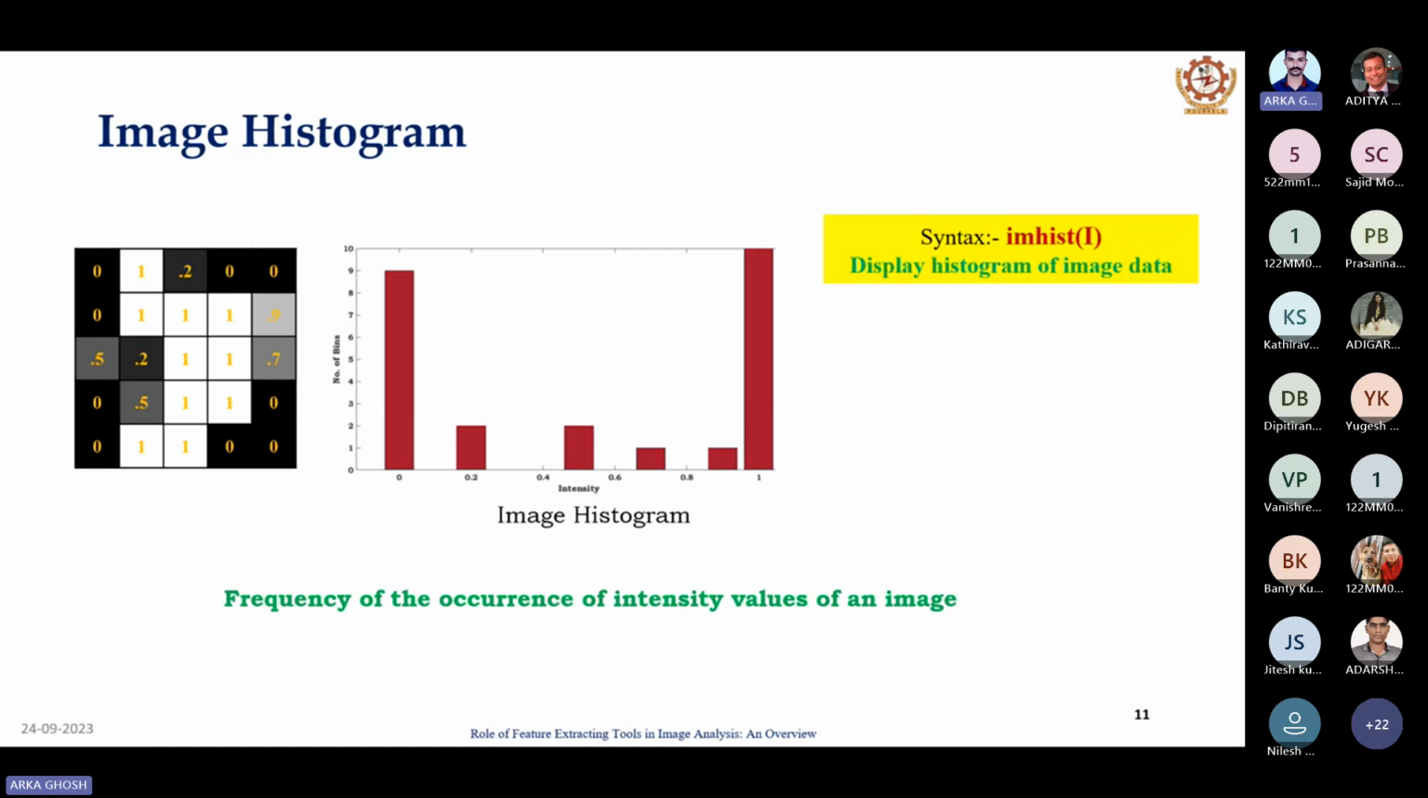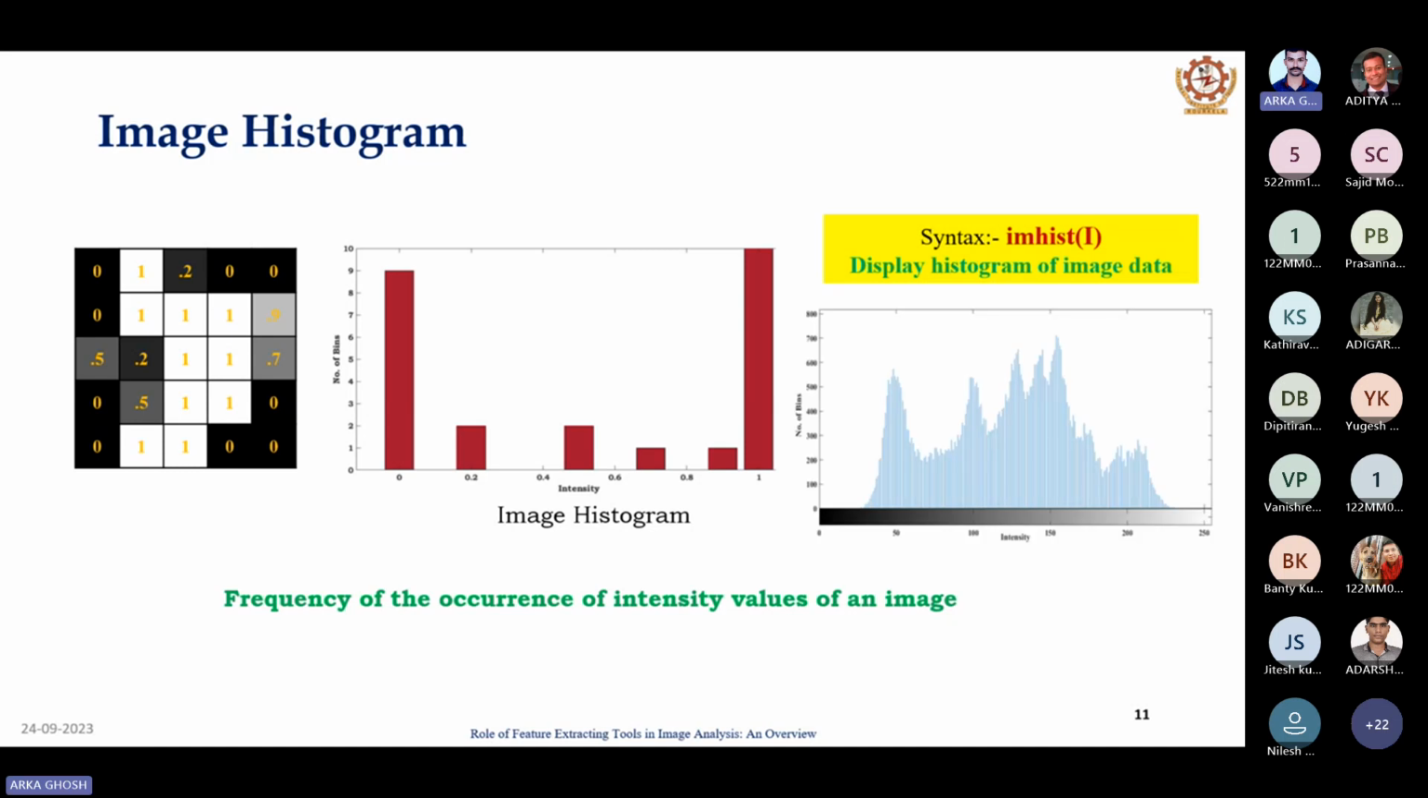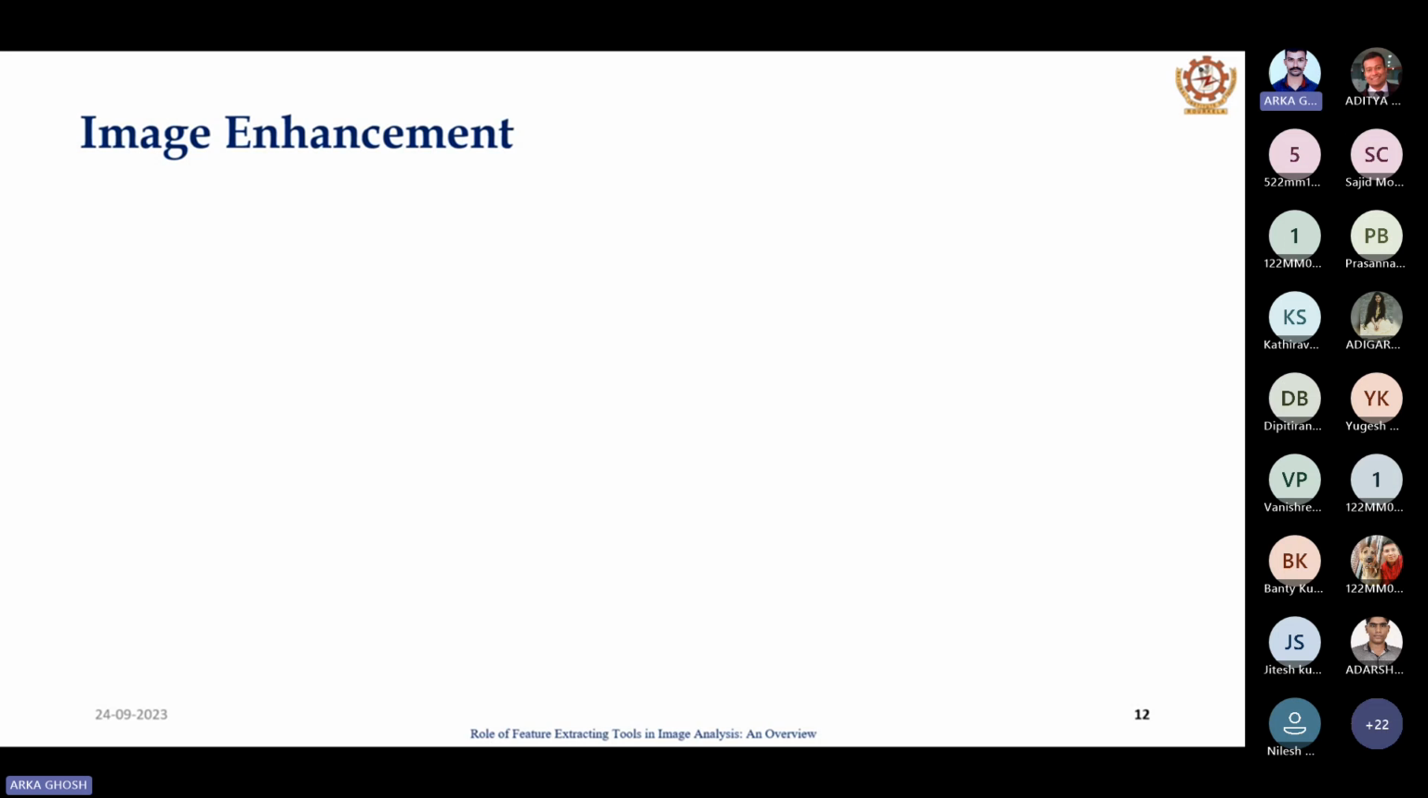So how can we display that histogram? Just write imhist(I). This imhist(I) will show you the intensity distribution of an image. It is not the same image I am showing here, this is from a different image, but you can see that the x-axis is the intensity from 0 to 255, and the y-axis is the number of times that particular intensity occurred in that particular image. So this is the image histogram.